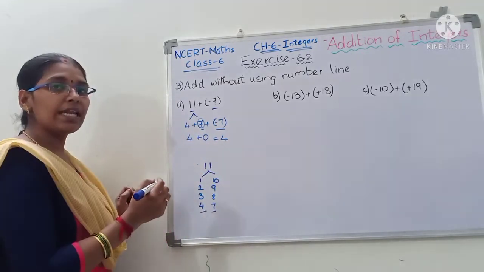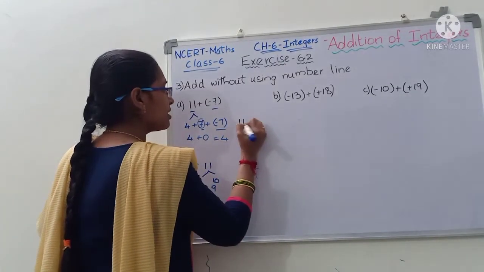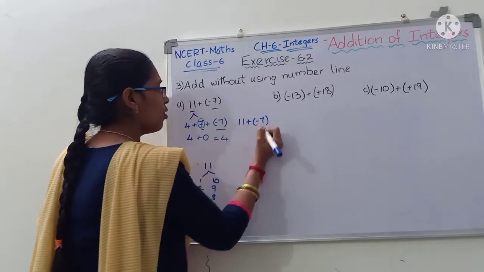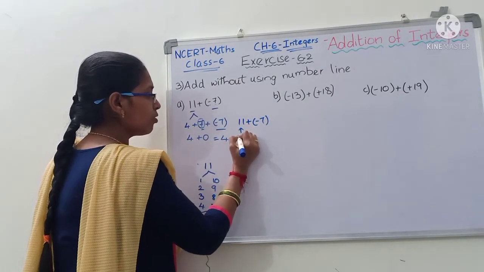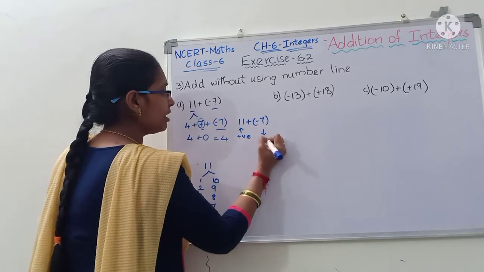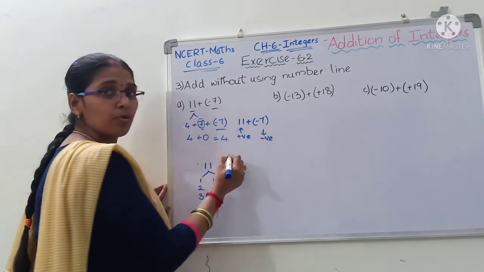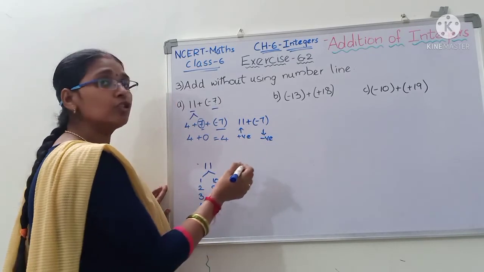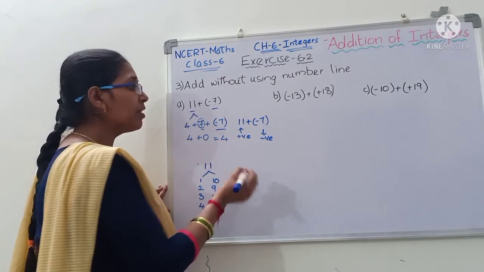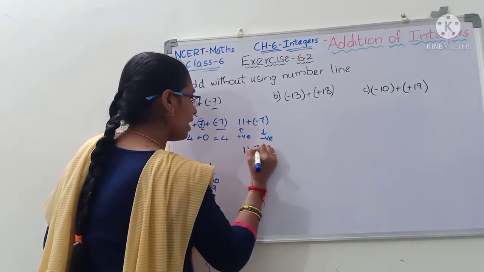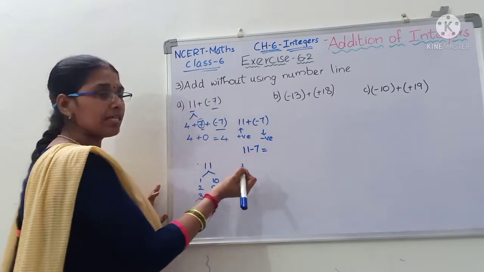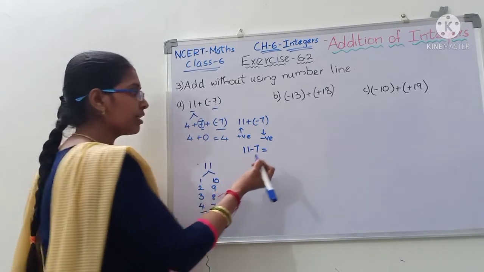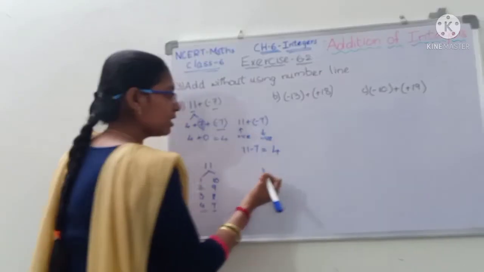How can we solve it in direct way, children? 11 plus minus 7. One number is positive and another number is negative. If one is positive and another is negative, you should subtract the small number from big number. That is the first step. 11 minus 7. What is 11 minus 7? Tell children. Yes, 4. Is it over?